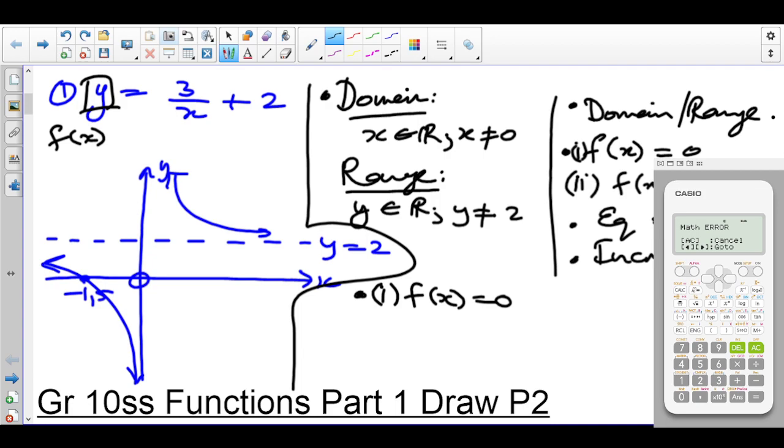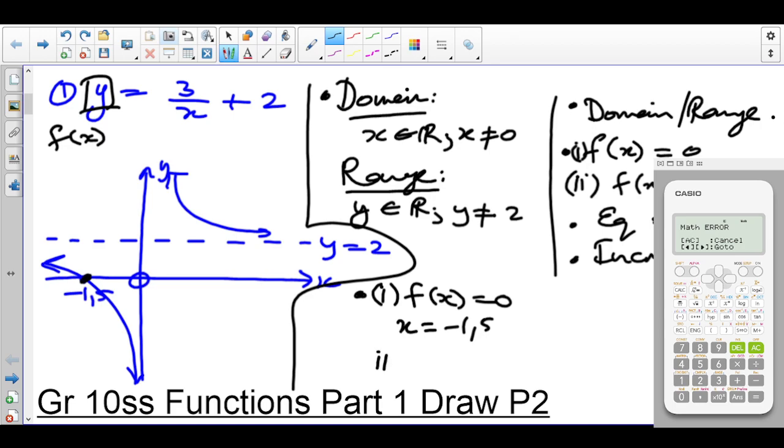F of x is used most of the time, and I should have written f of x is equal to 3 over x plus 2. Okay, but I didn't. So when do we set the function equal to 0? X-axis, x-intercept. So what's the x-intercept? Negative 1.5. Not so. So what's the answer here? X is equal to negative 1.5.